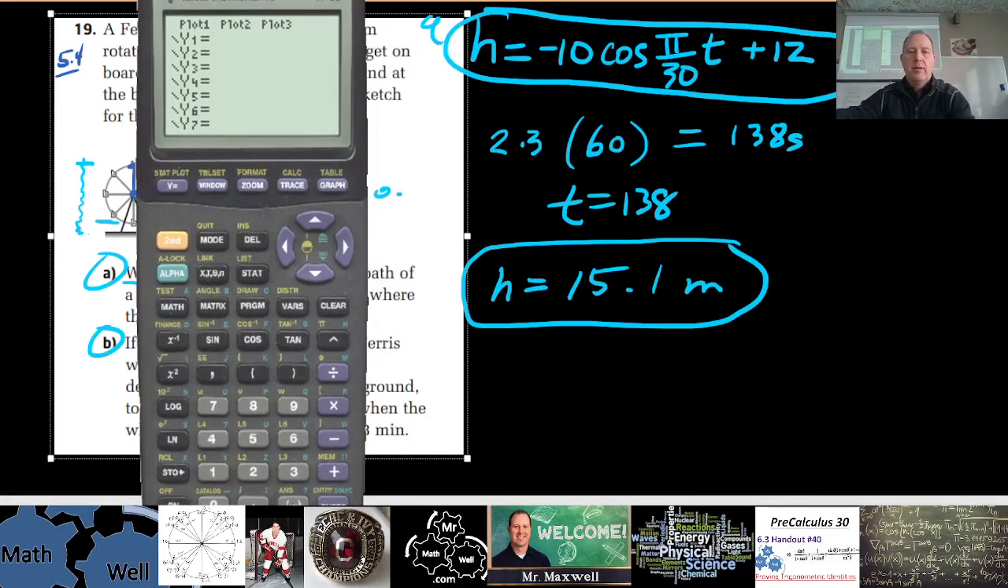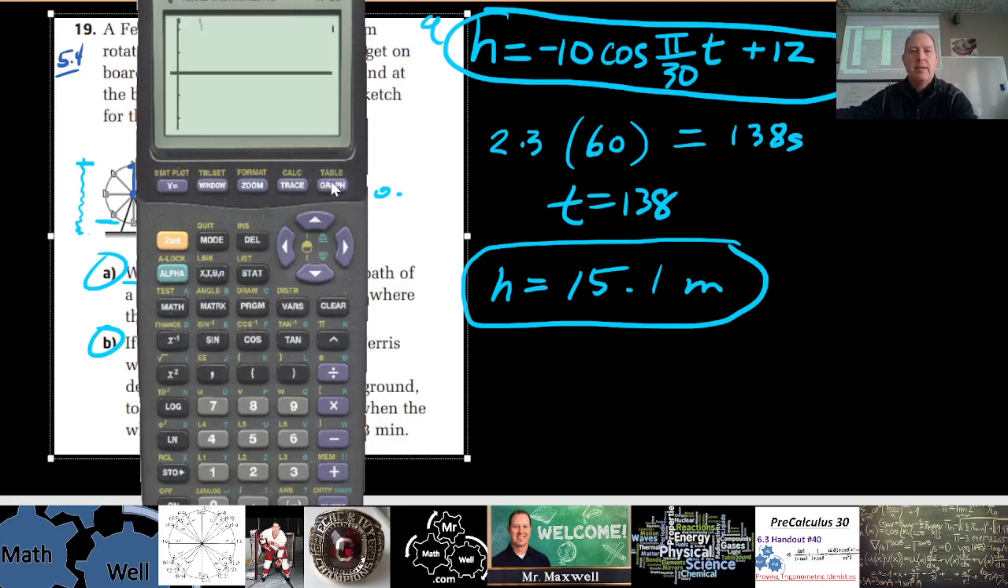type in our equation. So negative 10. It should be in radians. So cos pi divided by 30, secondary brackets, sorry, x bracket plus 12. 10 cos pi over 30x plus 12. Okay, and then we can graph that.